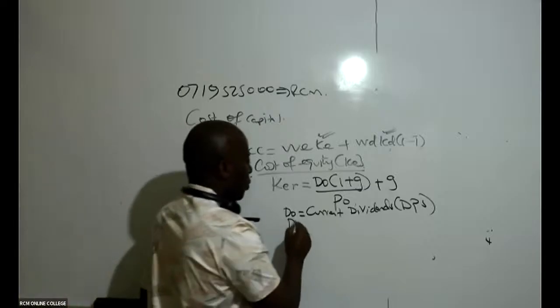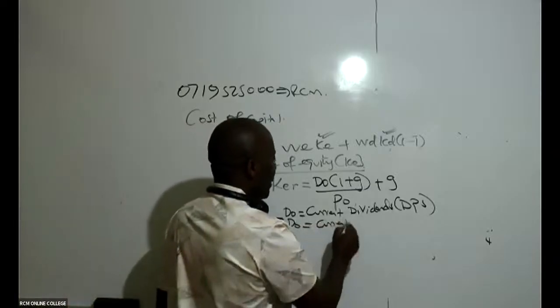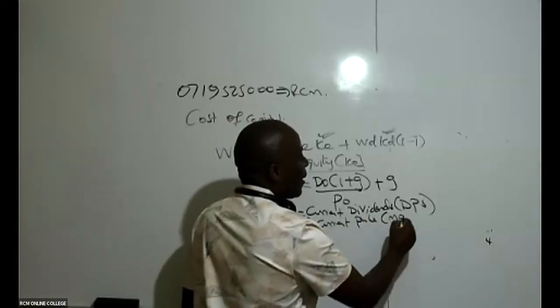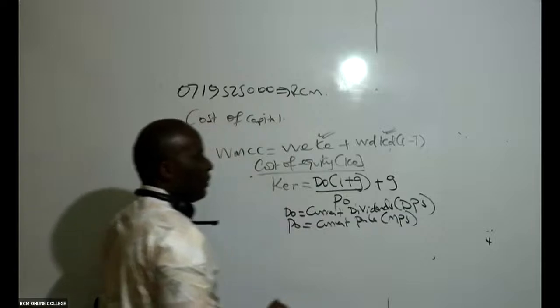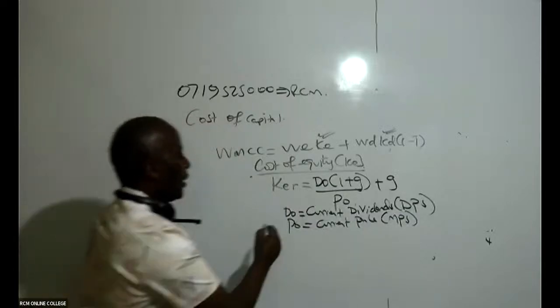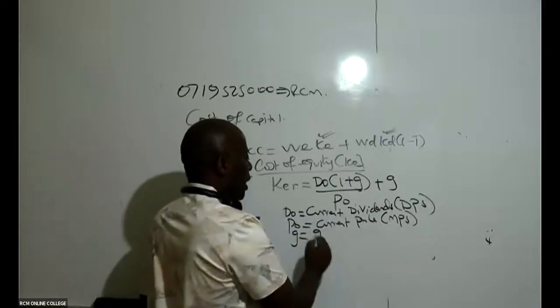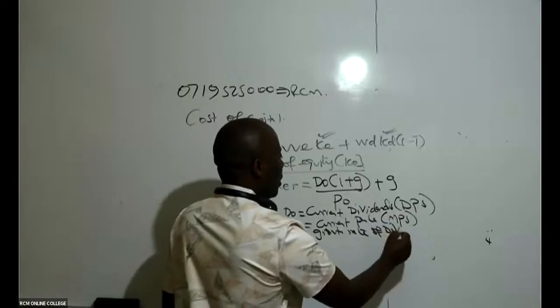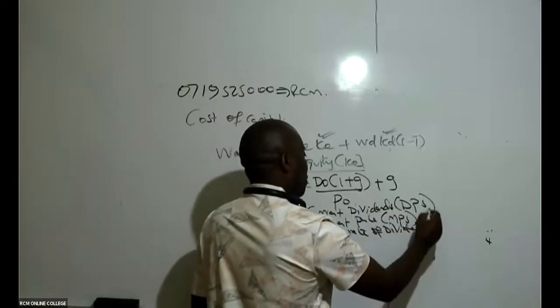PO stands for, in this case here, the current what here? Price of a share. To be specific, it is the market price of a share. All right. G in this case stands for what here? G stands for the growth rate of dividends.